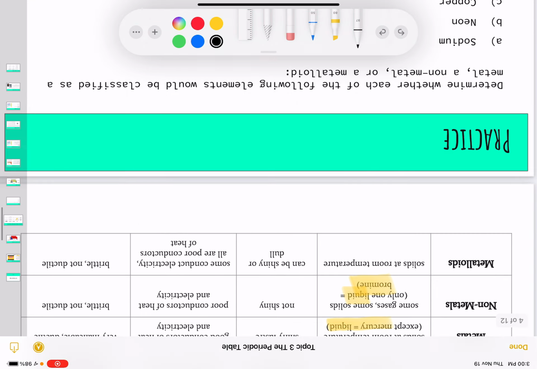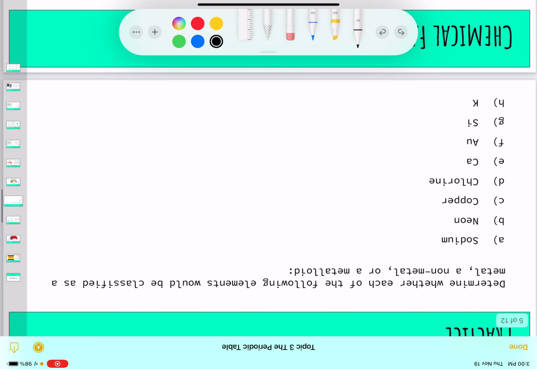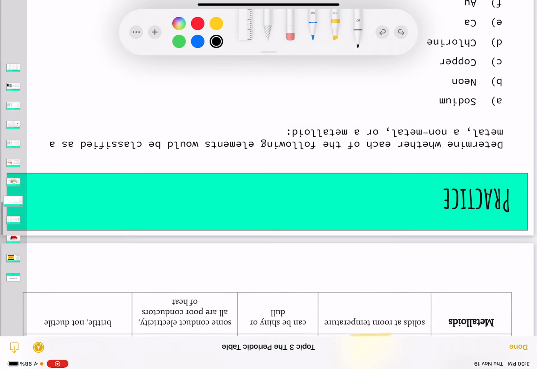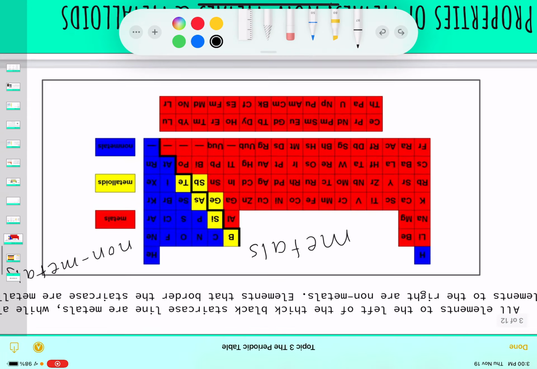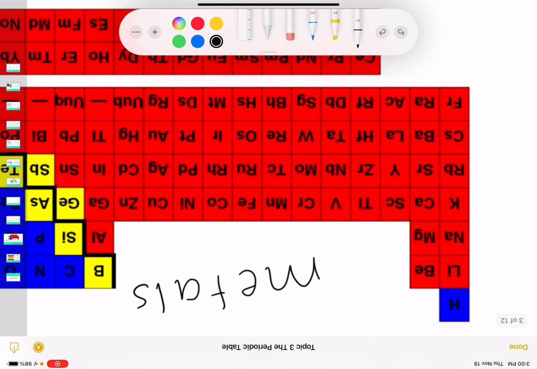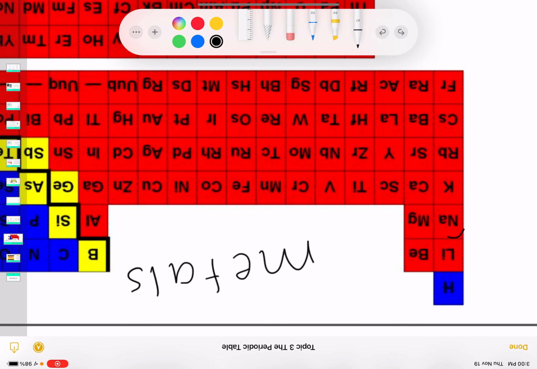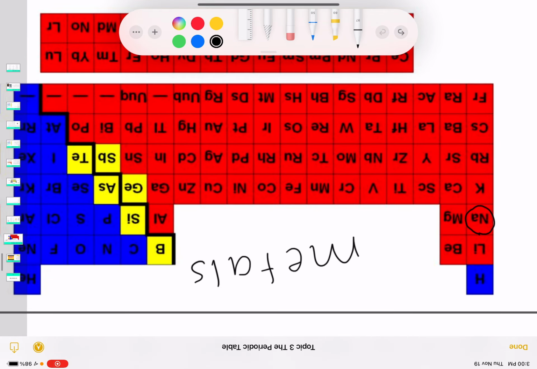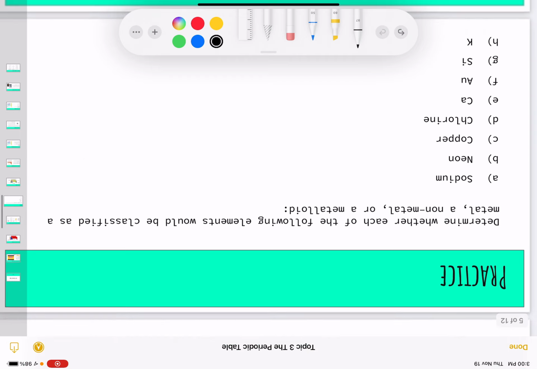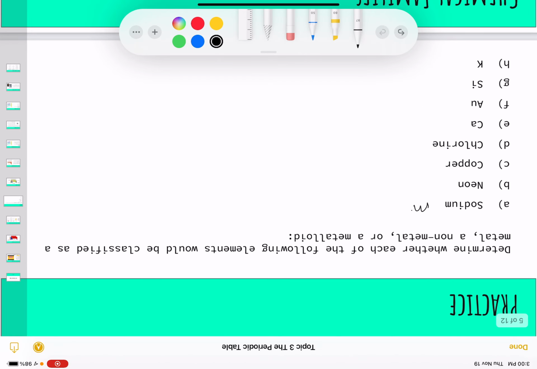All right. So some practice here. It says determine whether each of the following elements would be classified as a metal, a non-metal, or a metalloid. The first one is sodium. I'm going to go back up to here. Sodium is right here. It's Na, and you can see this on your periodic table that might actually have names. Na is in that red part, which means it is a metal. So we would write metal here.